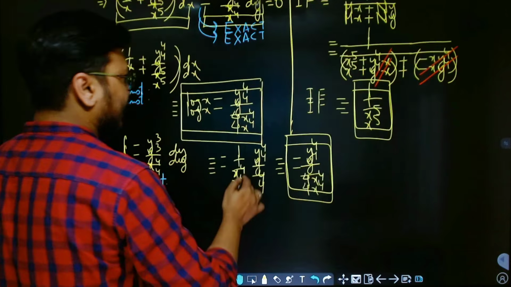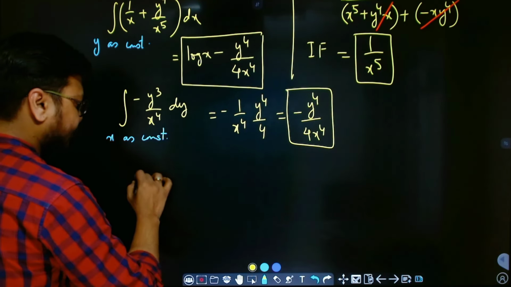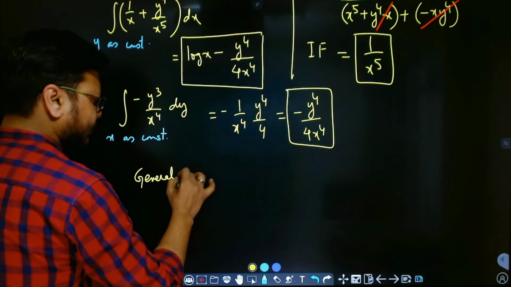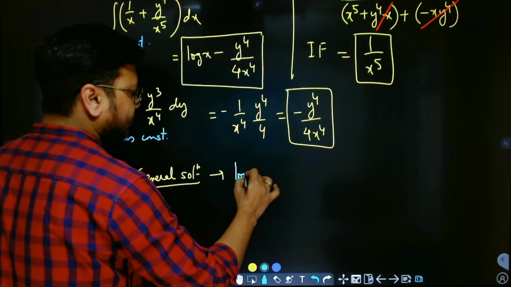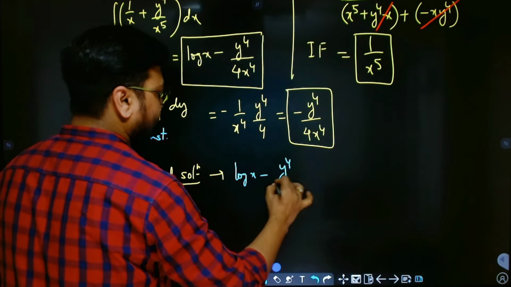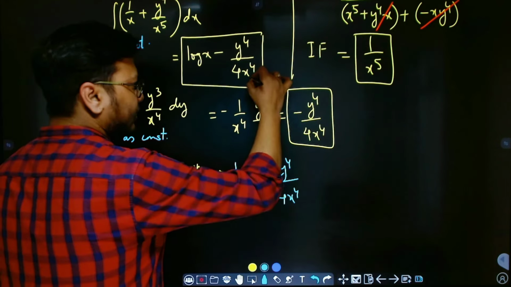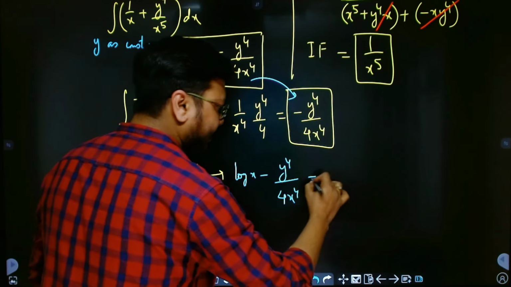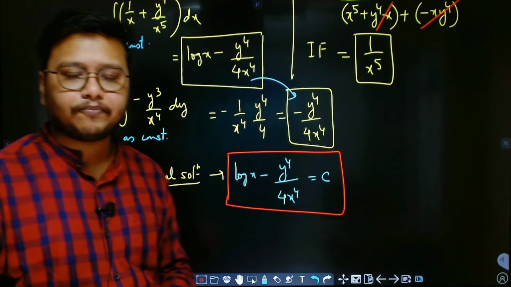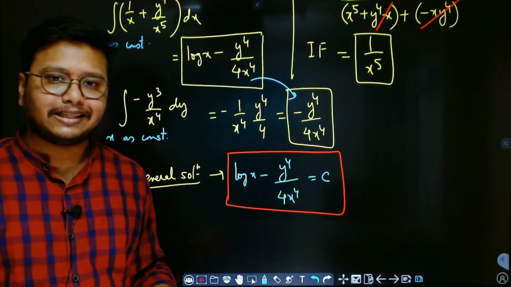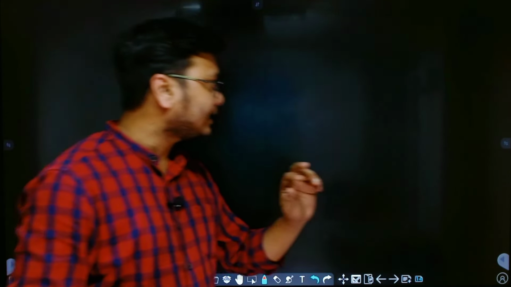So I can say that my general solution is given by just copying the terms from the first integration, which is log x minus y to the power 4 by 4x to the power 4. This term is already present here, so not copying it again, equal to c, and that is my final answer, right? So I hope this makes sense. Moving on to the next question.